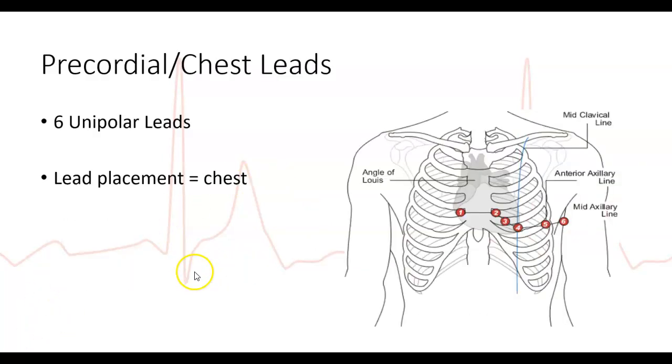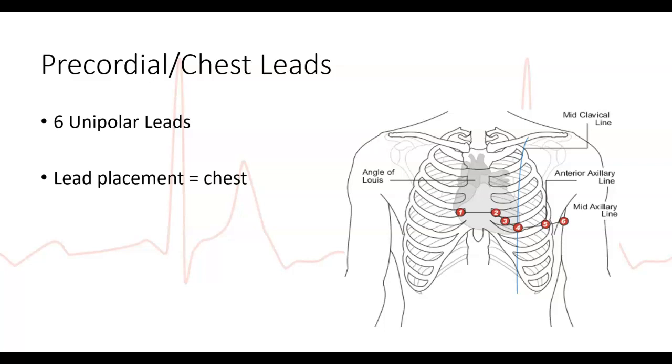Okay, so now we will talk about the chest leads. These are considered 6 unipolar leads, and lead placement all goes on the chest. With the precordial or chest leads, we are looking at the heart in a horizontal or transverse plane. So if we were to slice it in half in a transverse section, into top and bottom halves, lead placement goes on the chest here. So it goes front to back 6 different times.